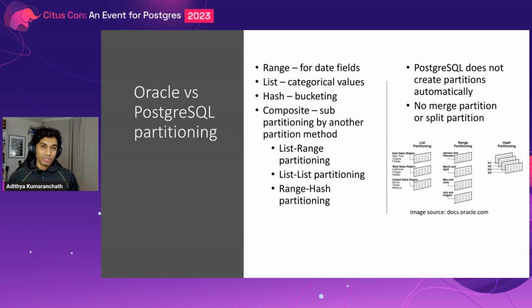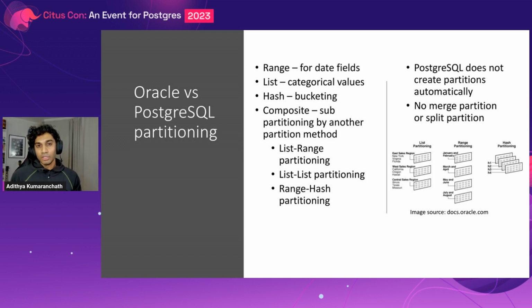A few key differences are that Oracle supports automatic partition creation. In Postgres, you will have to manage that on your own. But then you have tools to do that, which can automatically create and manage the partitions for you. And the other key difference is that in Oracle, you can split a single partition into multiple partitions, and you can merge partitions. In PostgreSQL, that is not possible, but you can do it with a bit of workaround.